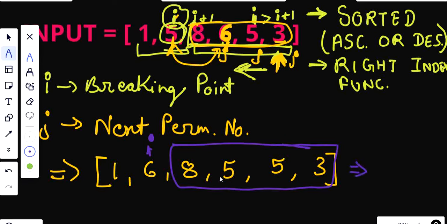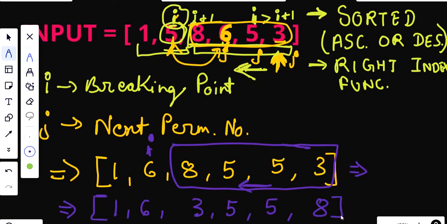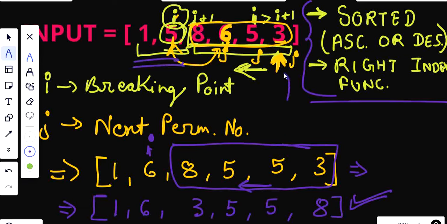So what we will do now is simply reverse this part of the array, and our resultant permutation will become 1, 6, 3, 5, 5, 8. And this is how we got our answer. This is the actual result that we were looking for. So with these two observations that we made with that example, and after observing the pattern in this example, we came up with this approach.